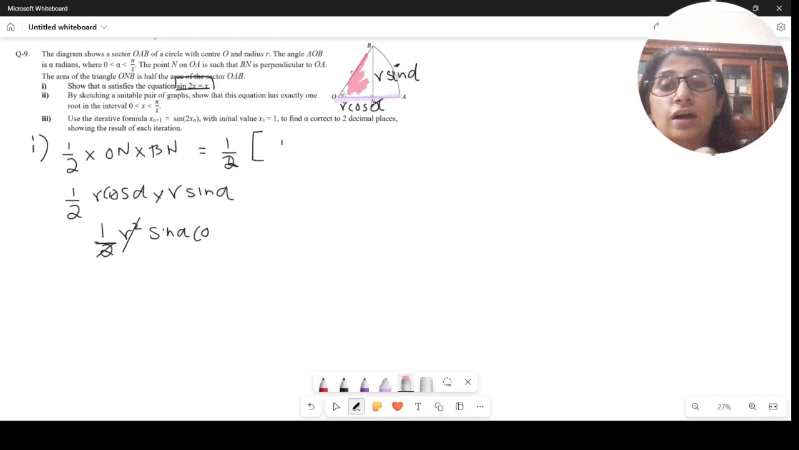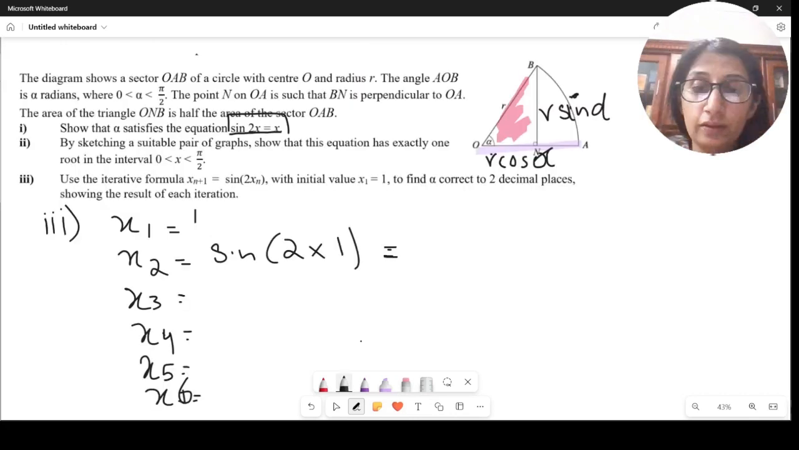So x1 is 1, already given. X2, show the complete iteration, sin 2 times 1, show the complete equation, which gives whatever we'll find shortly. Then x3, then x4, then x5, and so on. x6. Okay, now I'm going to save 1 in the answer key. 1 equals, then I'm entering sin 2 times answer, bracket close. So the first answer is 0.9093.